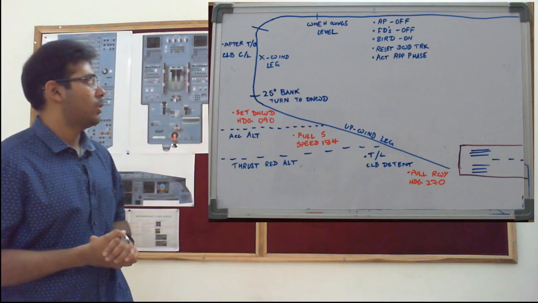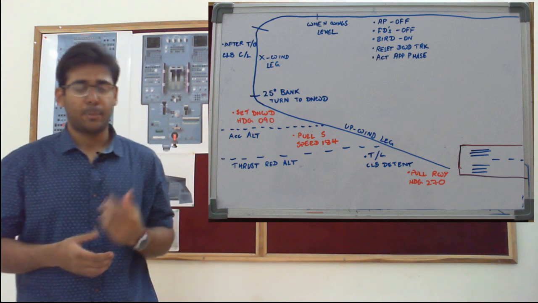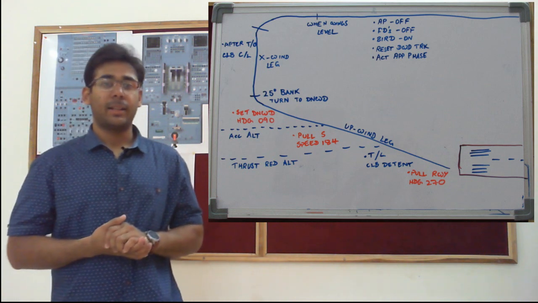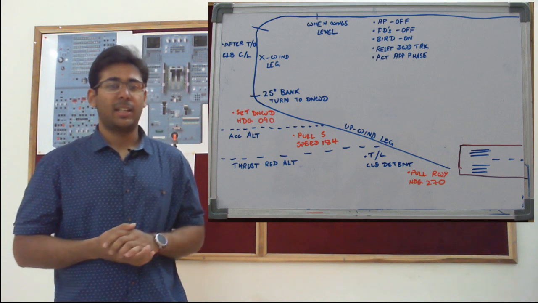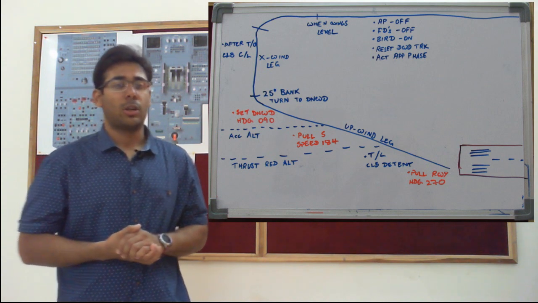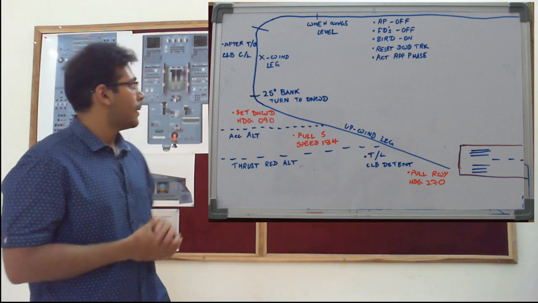And then once you're at the acceleration altitude, you'll pull S speed. Once again, I'd recommend that you call out the particular speed. So let's say S speed is 184 knots. So the call out will be pull S speed 184 knots.